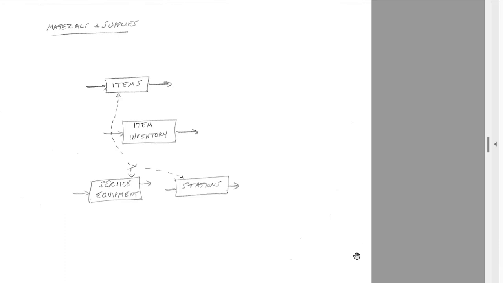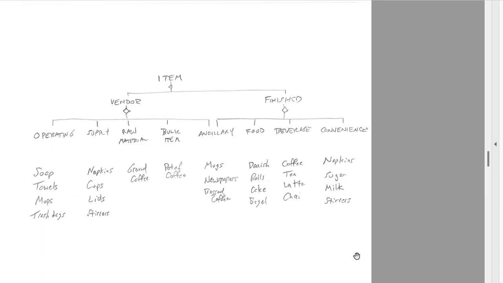The materials and supplies really come down to the inventory of all the items that move through the store. So the combination of inventory of service equipment as well as inventory in the stations. I want to know where my inventory is. So how many Danish are in the display case, and how many cups of coffee are still in the coffee pot, things of that nature. So I'm going to be keeping inventory of all the different items that come through the shop.